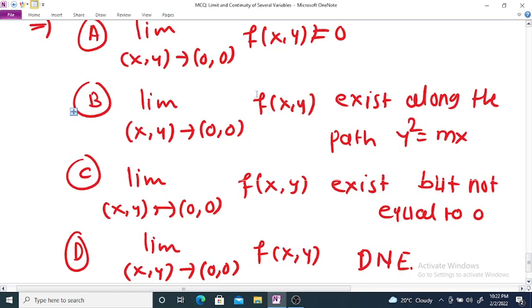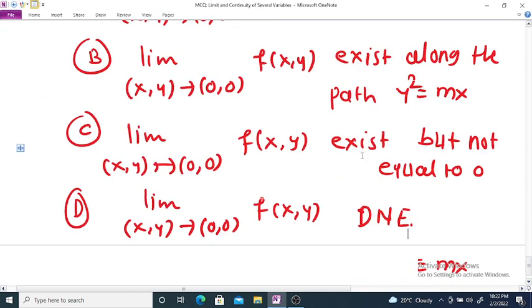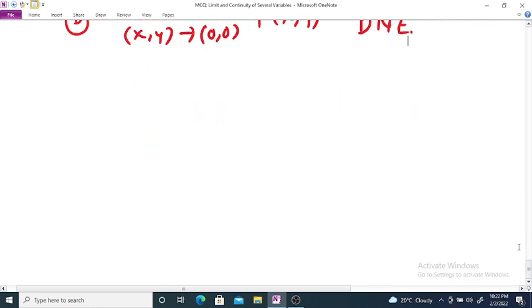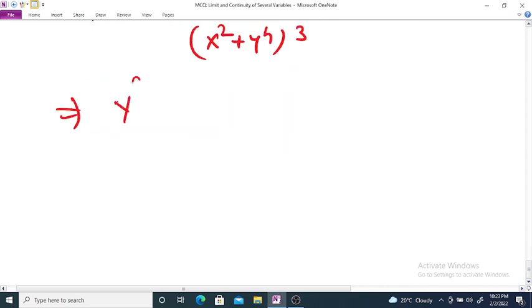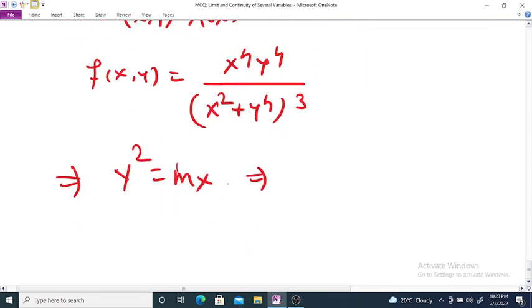So here now we are going to check which one is the correct option. The given f of x y is equal to x raised to 4 y raised to 4 divided by x square plus y raised to 4 raised to cube. Now if you take the path along, say, y square equal to m x, then this becomes limit x tends to 0, with y square equal to m x.